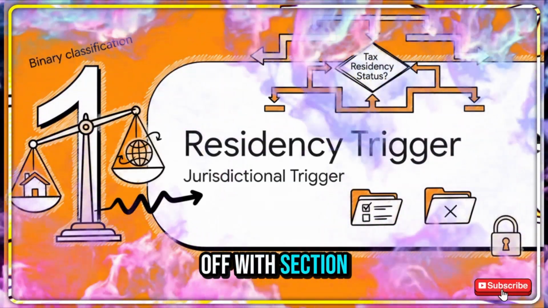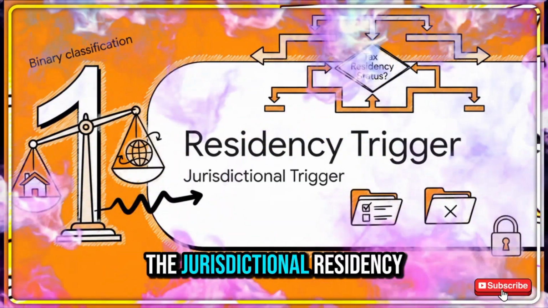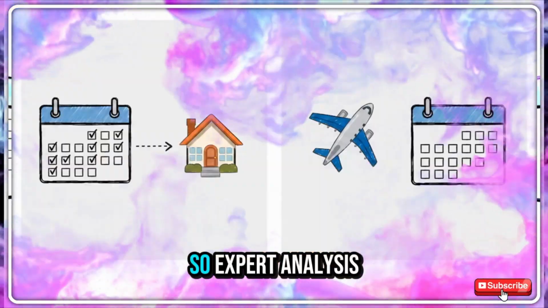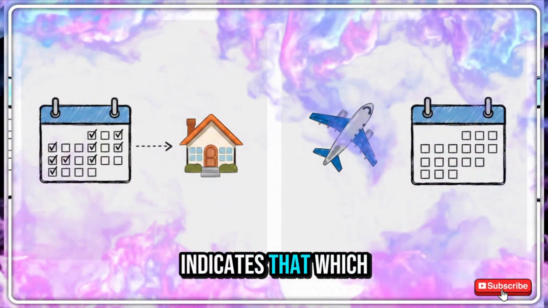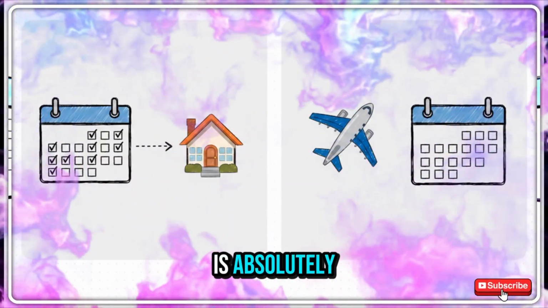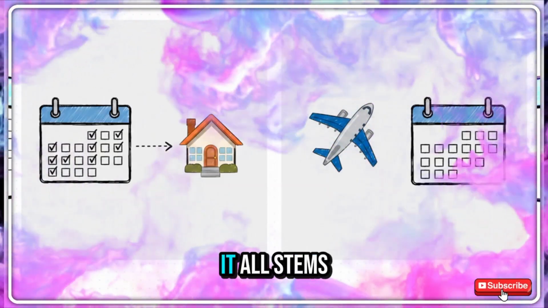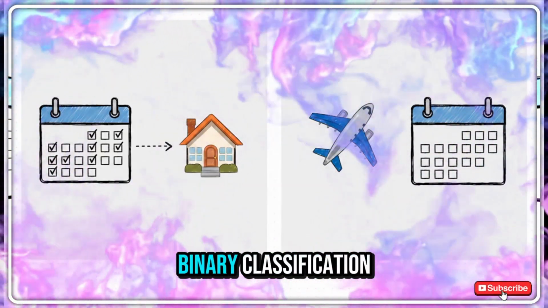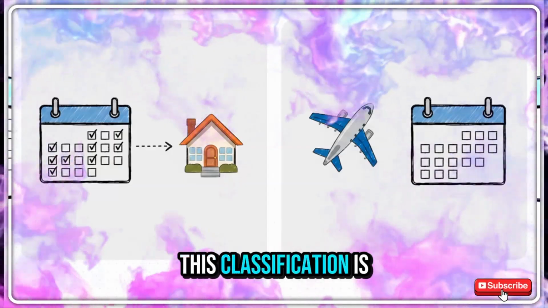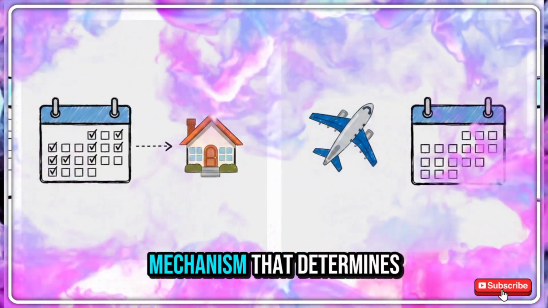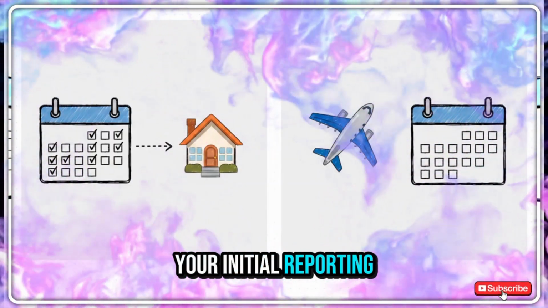Starting off with Section 1, the jurisdictional residency trigger. So expert analysis indicates that which form you use is absolutely never arbitrary. It all stems from a strict binary classification. This classification is the exact mechanism that determines your initial reporting posture.